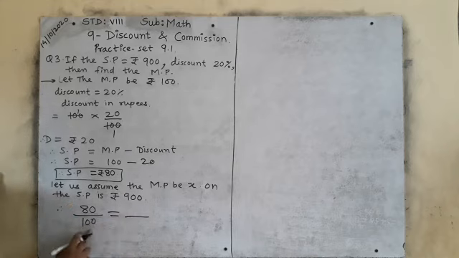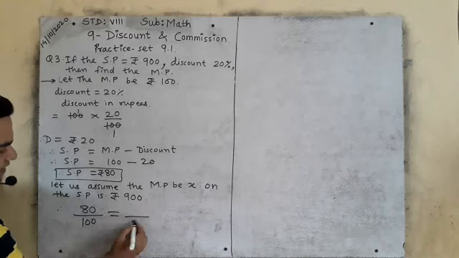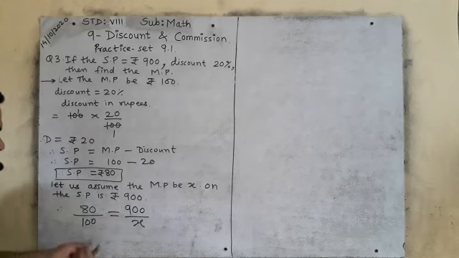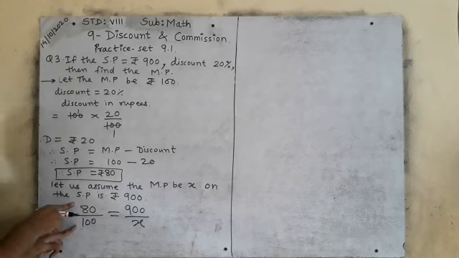Now here also, what is the cost? What is your mark price here? Mark price is X and the selling price of that article is 900. Again I will explain this. Mark price and this is selling price.